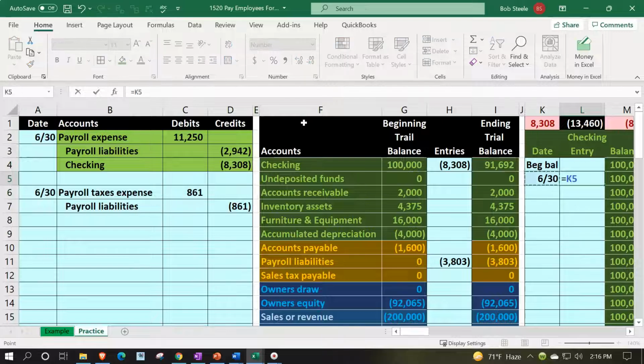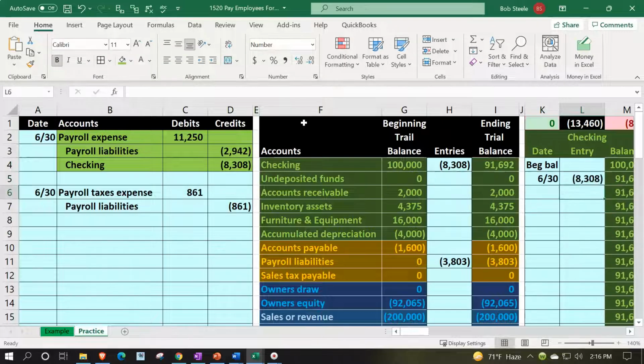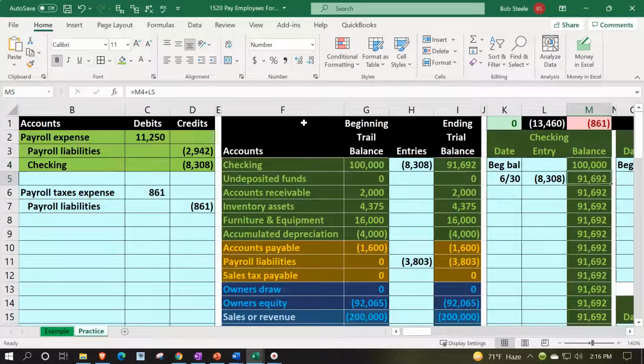But here we go, checking account going down by the 8308 from 100,000 down by 8308 to the 91,692. So there is that. There could be rounding involved here, by the way, but we'll keep that there. That's what's matching on the TB. We're in balance, but we're not matching on the net income till we record the other side, including the payroll expenses. So now we want the payroll taxes expenses, which we don't have on the GL yet.